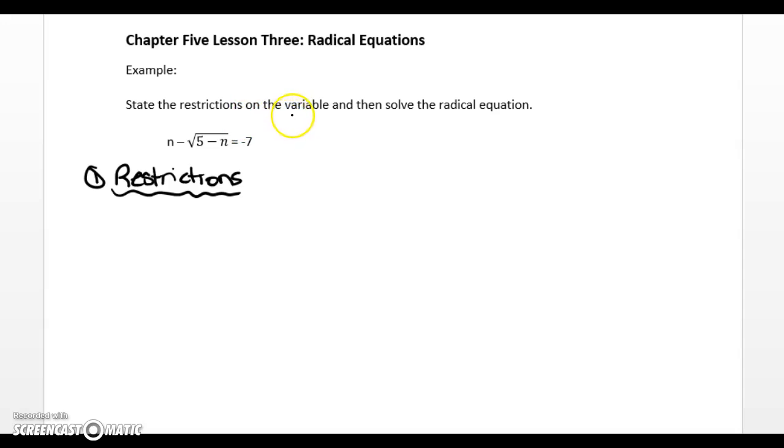Here we need to look at where our variables are. In our first little bit, we have n just out on its own. That one there can be any number. It's totally fine. It doesn't matter if it's positive, negative, fraction, or a decimal. n can be anything there.